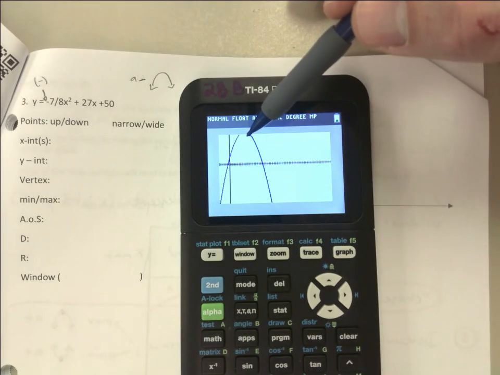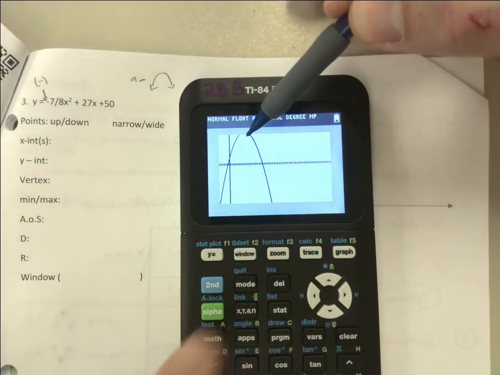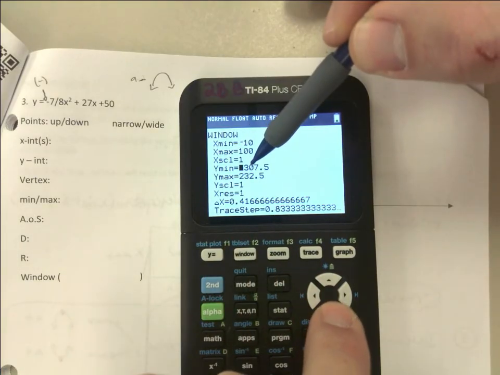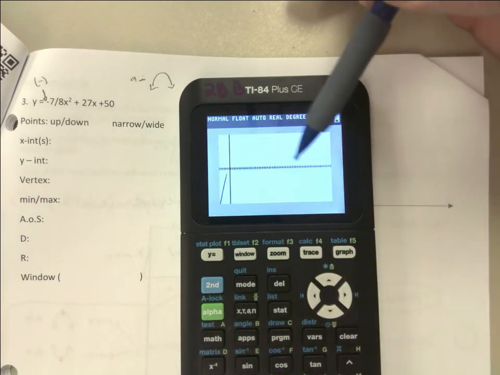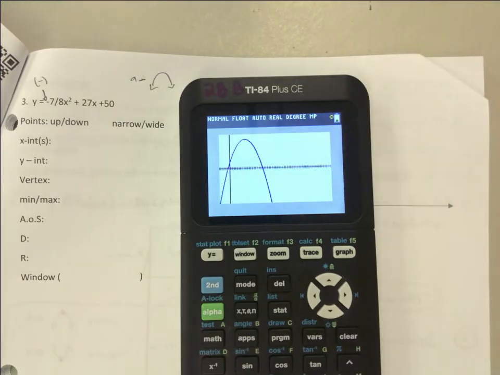I do want to increase my y max because I'm not seeing the vertex yet. So I go window, y max. That's supposed to be 300. I'm just going to try 300, right? I'm going to see what happens. And that works pretty good.